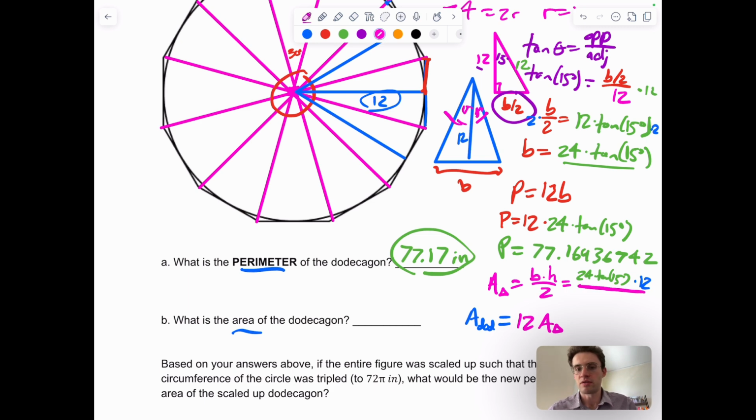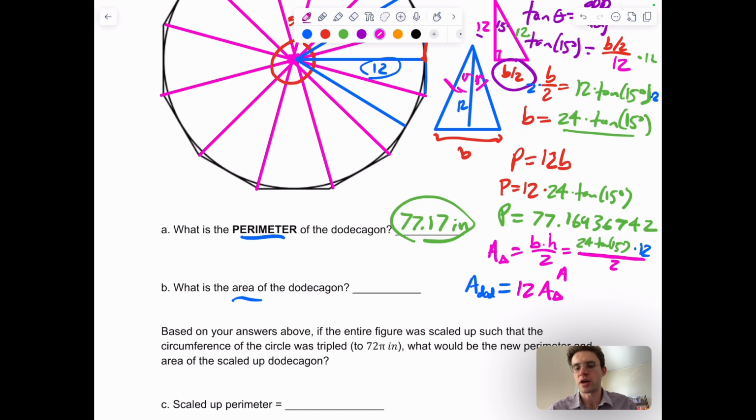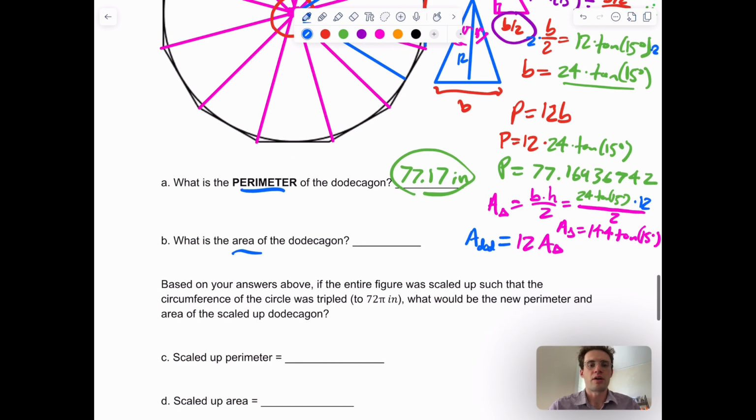And then if we divide by 2, it gives us the area of the triangle, which is 24 divided by 2 is 12. So 12 times 12 is 144 times the tangent of 15 degrees. Right, so now we plug that into our area of the dodecagon. That is just 12 times the area of the triangle. So now it will be 12 times 144 tangent of 15 degrees. That's essentially 12 cubed times the tangent of 15 degrees. 12 cubed is 1728 tan 15.